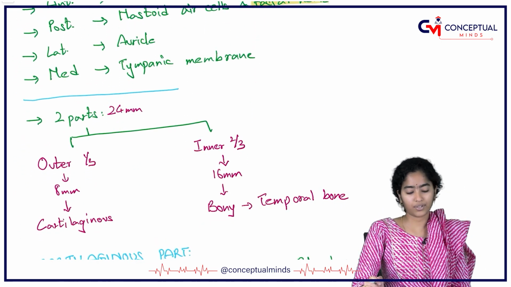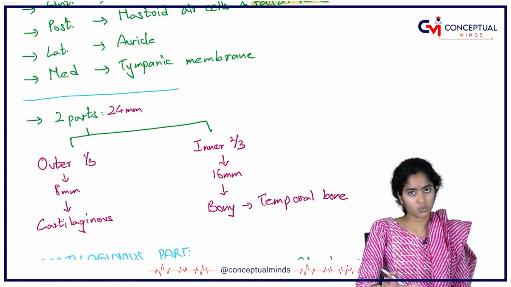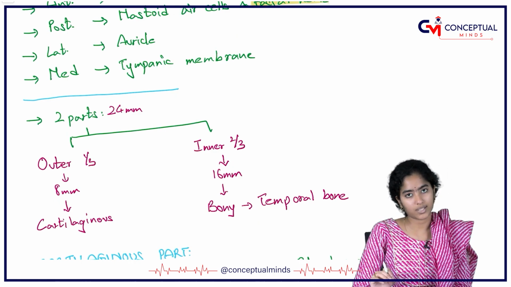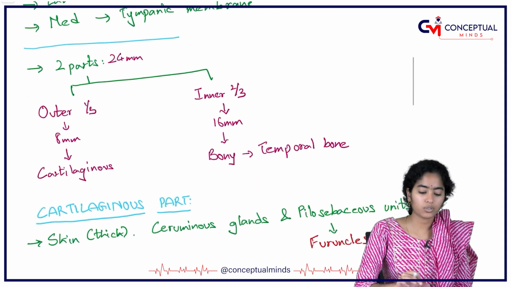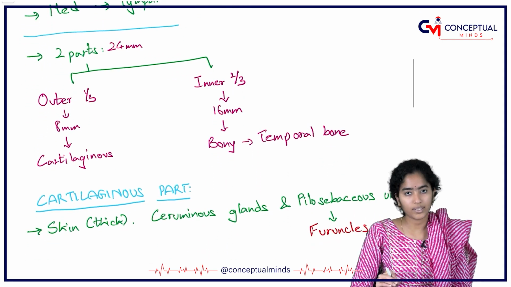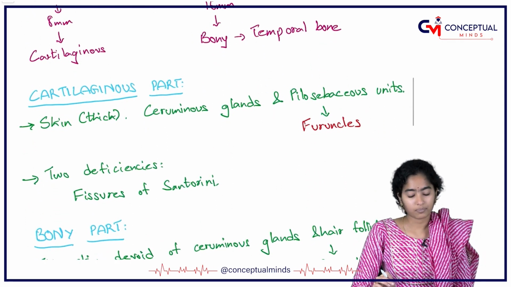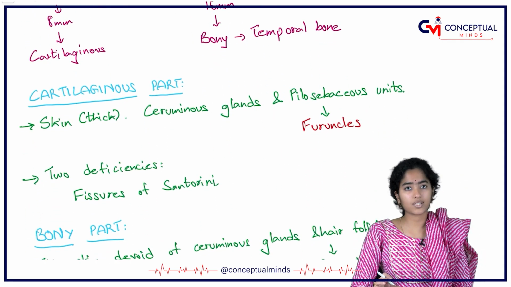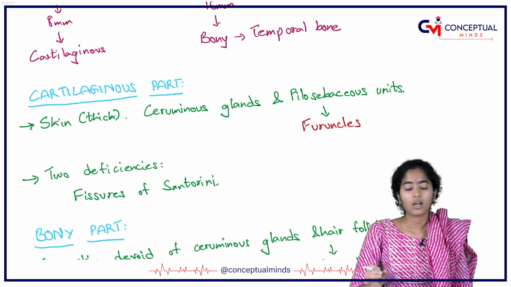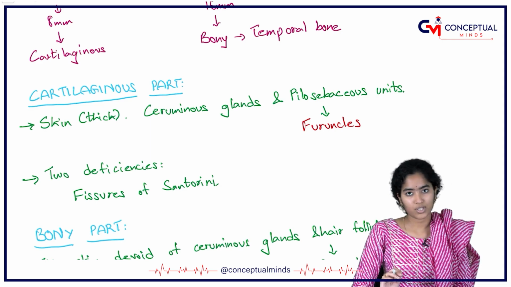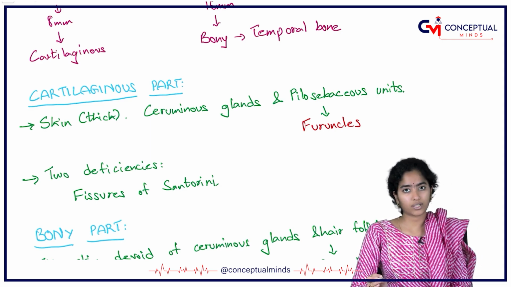Parts of the external auditory canal: two parts, because it is 24 millimeters long. The outer 1/3 is 8 mm and the inner 2/3 is 16 millimeters. The outer is cartilaginous, the inner is bony. It is made up of the temporal bone. The cartilaginous part consists of ceruminous glands and pilosebaceous units, and the skin lining it is thick skin. It has two deficiencies which are called fissures of Santorini.